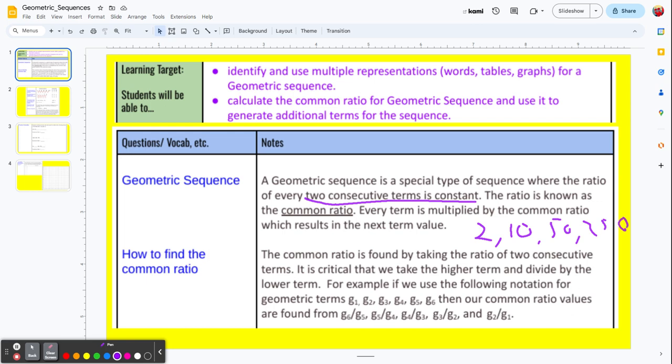Now, to find the common ratio, if we gave you a sequence like this, we're simply going to take the most current term and divide by the previous term. So consecutive terms, our example here would be like 50, 250. We're going to go 250 divided by 50, and that's going to give us 5 over 1, or 5, right? We can take any two consecutive terms in the sequence, right? The 10 and the 2. 10 divided by 2 equals 5, or 5 over 1. So our common ratio is 5.